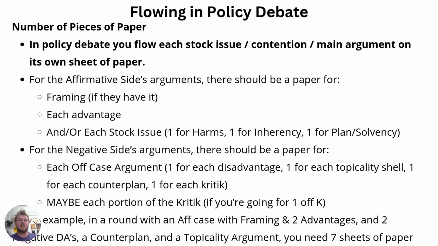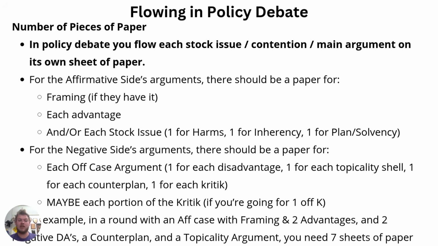In policy debate, instead of flowing each side on its own sheet of paper, you flow each major argument that appears in a first speech on its own piece of paper. That usually means each stock issue or each contention gets its own piece. So if you were flowing the affirmative side's first speech, there should be a paper for framework if they have one. There should be a paper for each advantage.